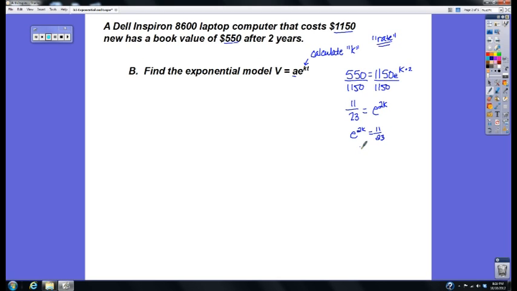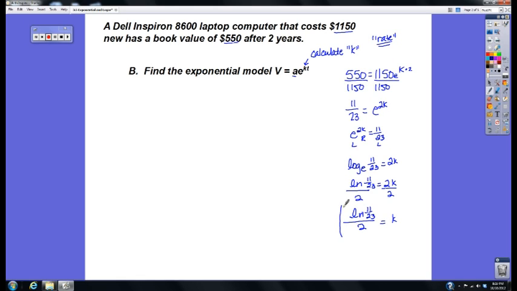Now let's take this out of exponents and turn it into logs. Left, right, left. Log base e of 11/23 equals 2k. Log base e means natural log of 11/23 equals 2k. How do I get the k by itself? Divide by 2. So natural log of 11/23 divided by 2 will give me the k.